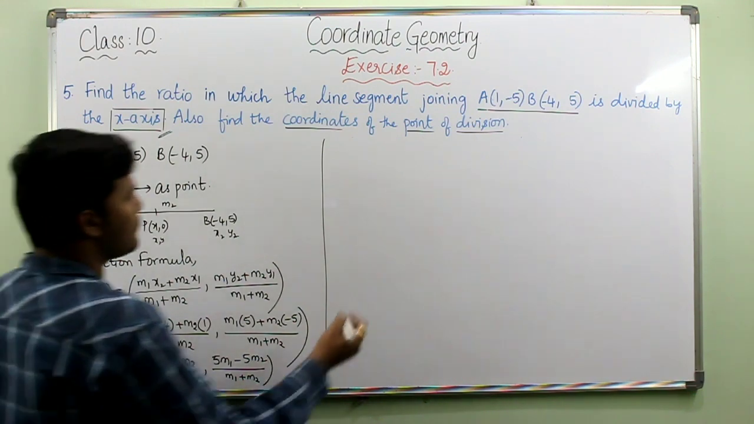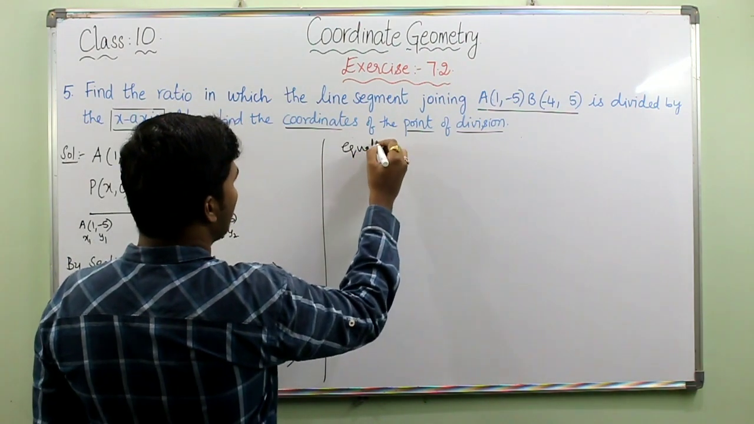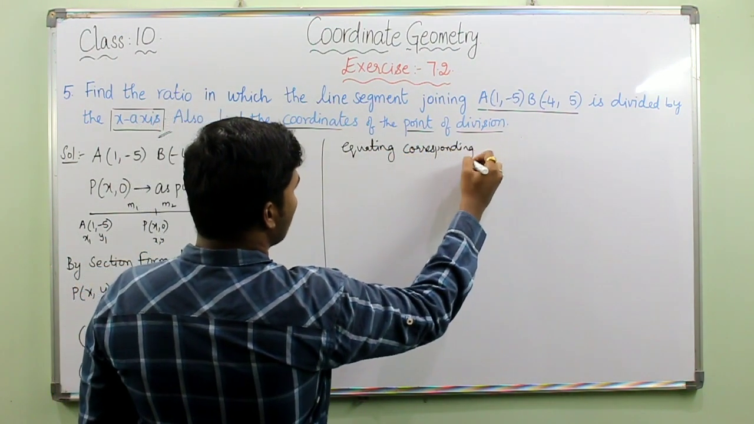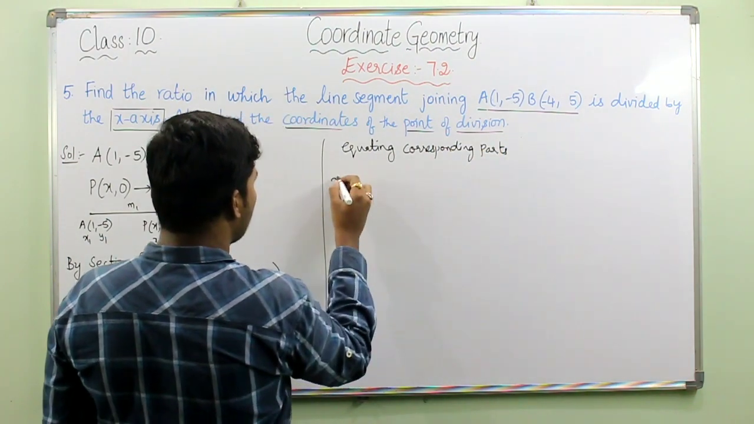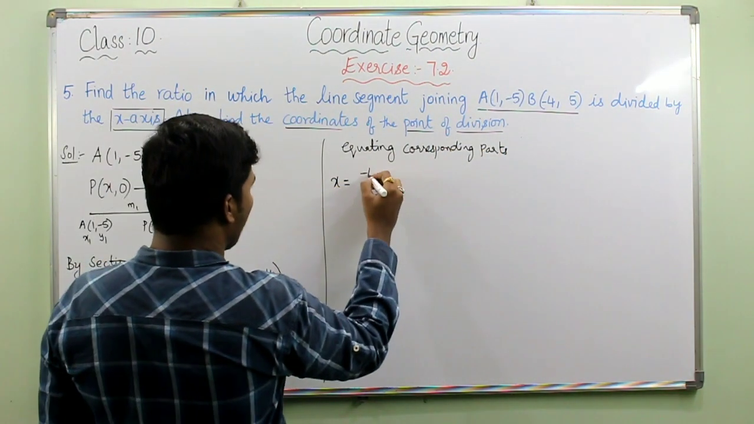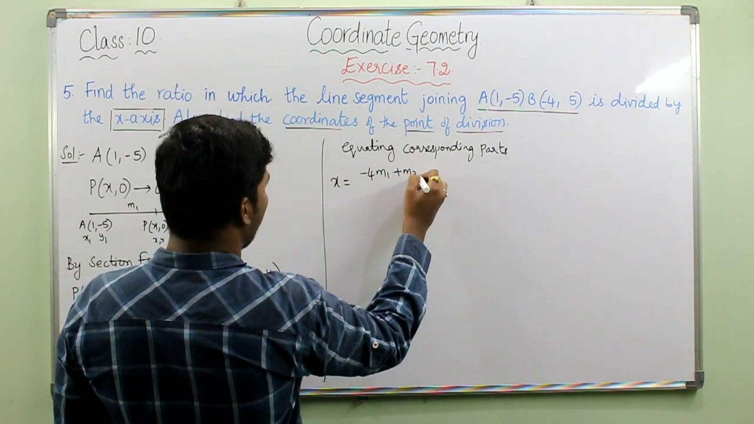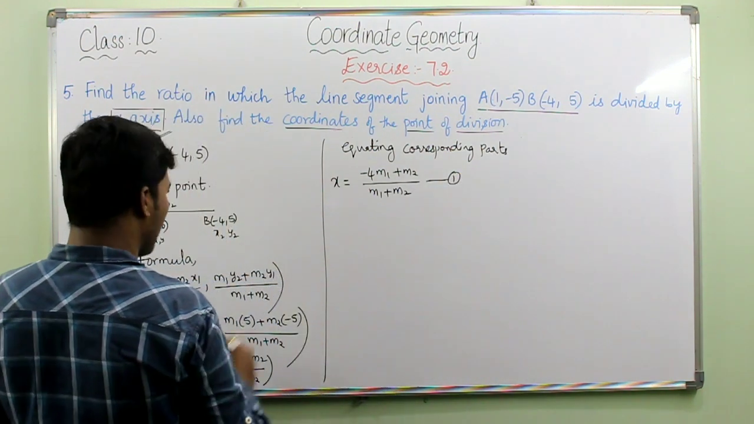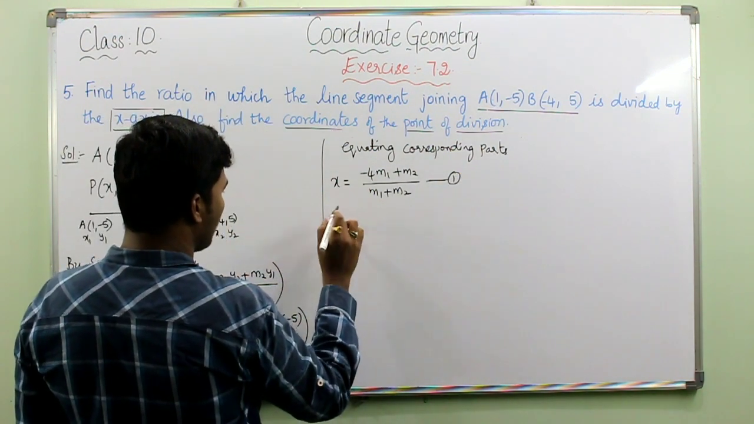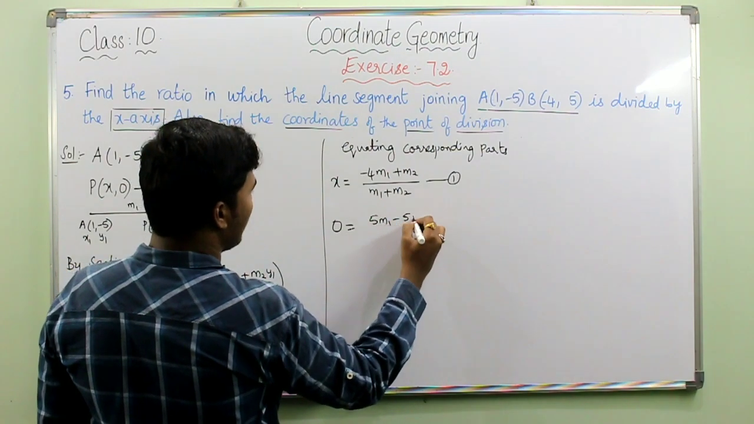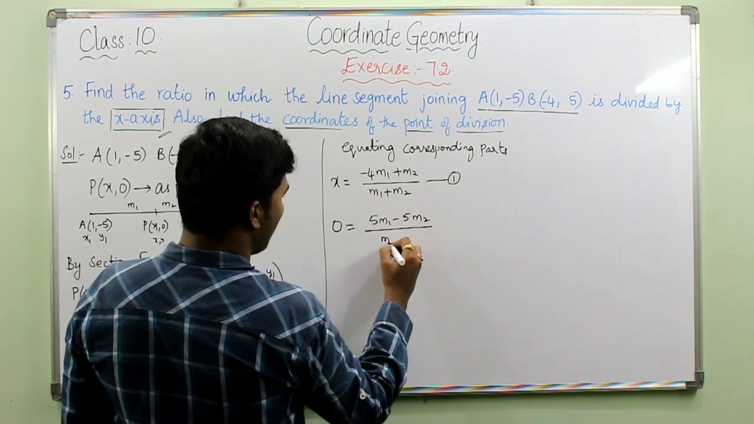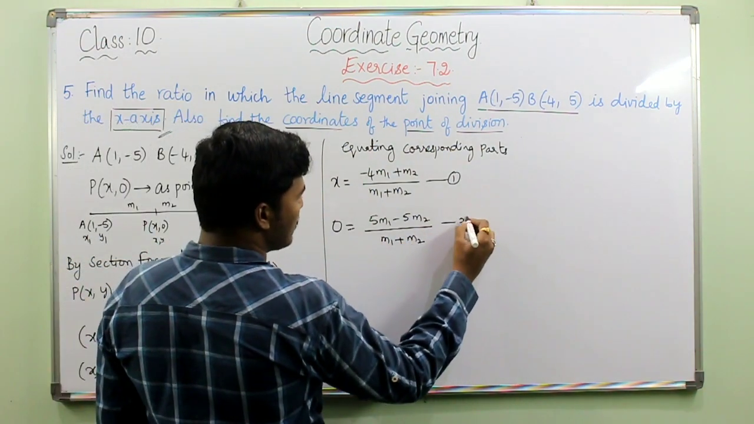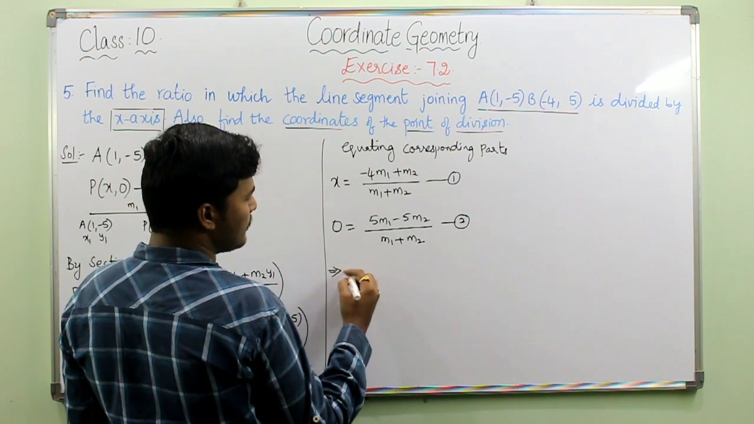So let us equate the corresponding parts. Then we will get x is equal to (-4m1 + m2)/(m1 + m2). This is the first one, and from the second one, 0 is equal to (5m1 - 5m2)/(m1 + m2). Now let us solve this second equation so that we will get m1 and m2.